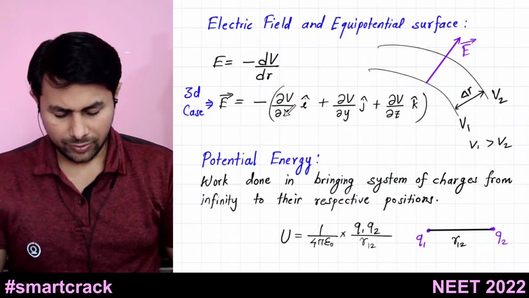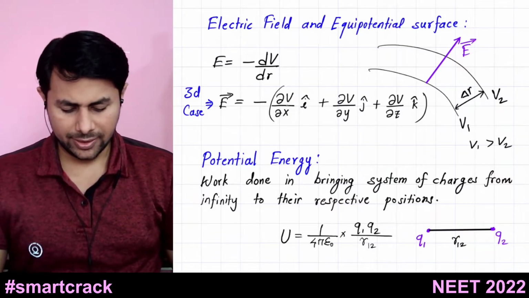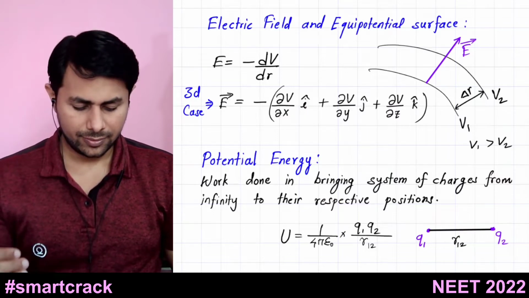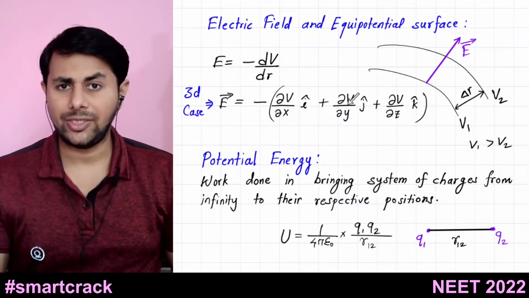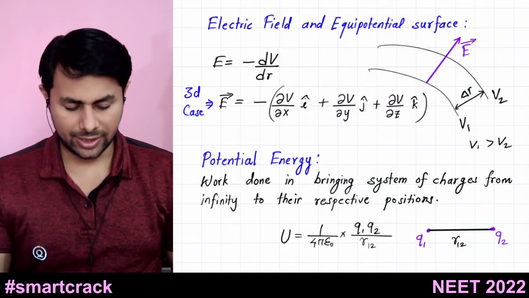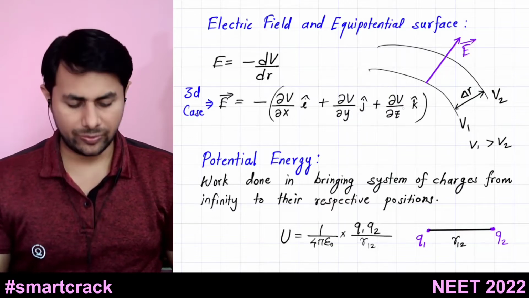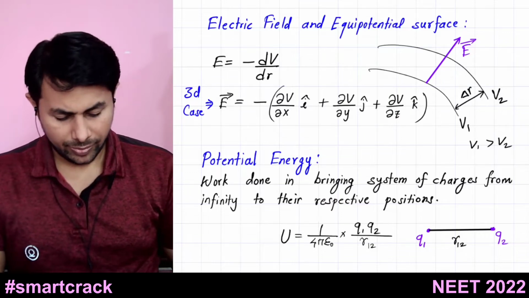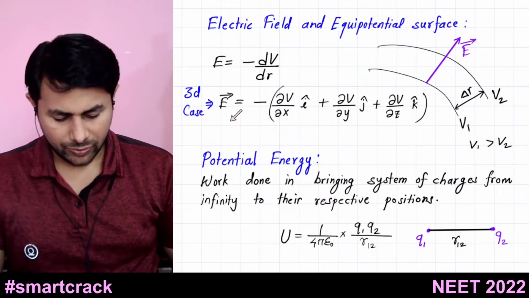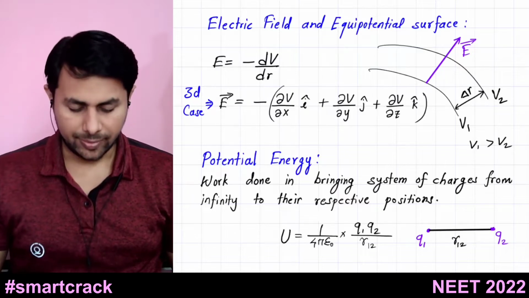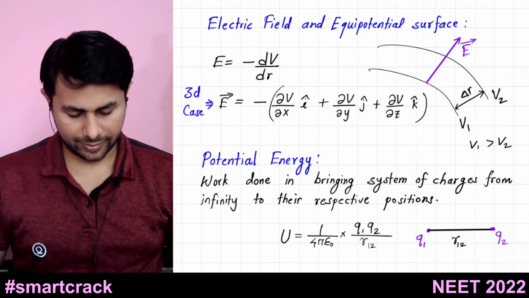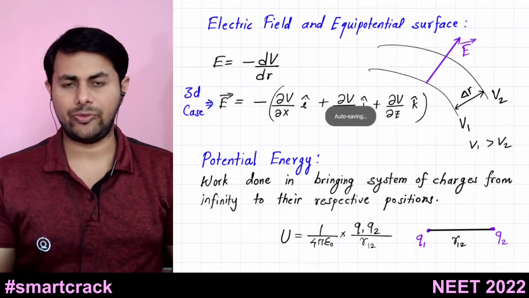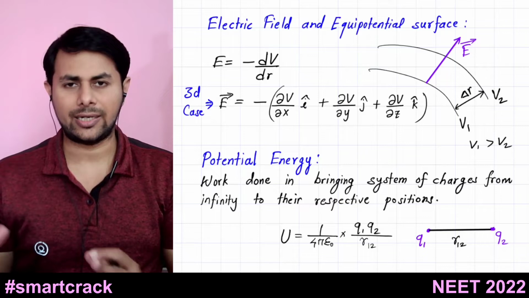Okay, so we'll get the x component of electric field like this, the partial derivative of V with respect to x into i cap, plus the y component as partial derivative of V with respect to y into j cap, plus partial derivative of V with respect to z into k cap. All right, so this is the z component. So we find electric field like this. Okay, so we'll see some examples on this, and so this is the relation between the equipotential surface and the electric field.